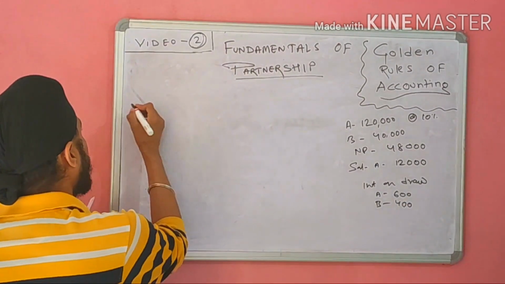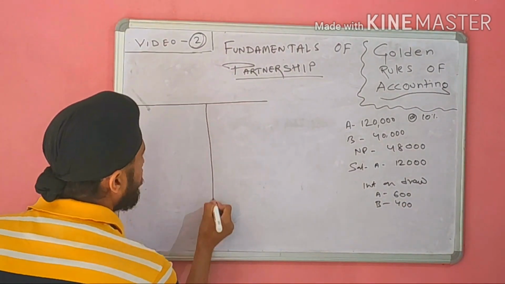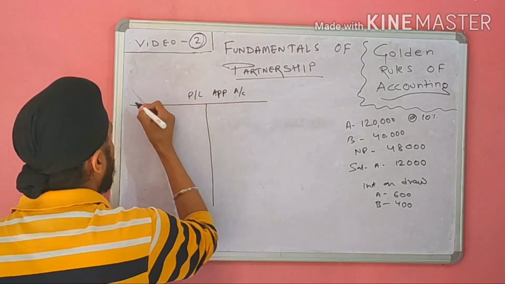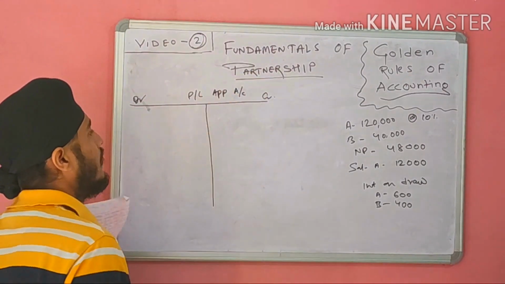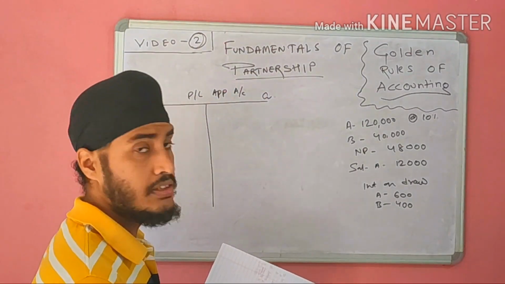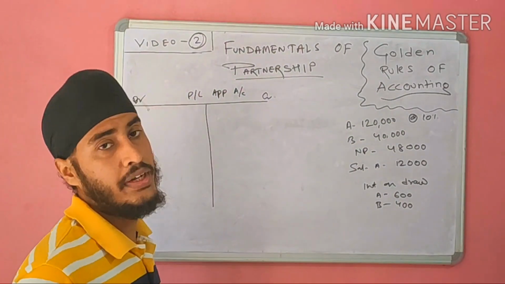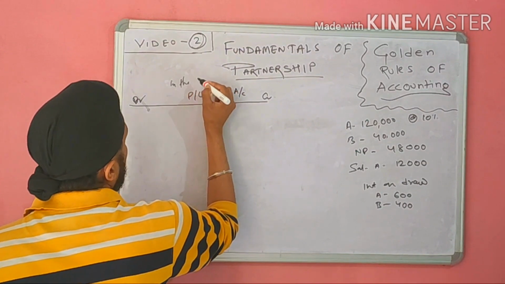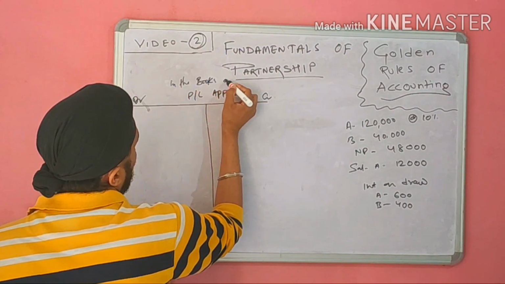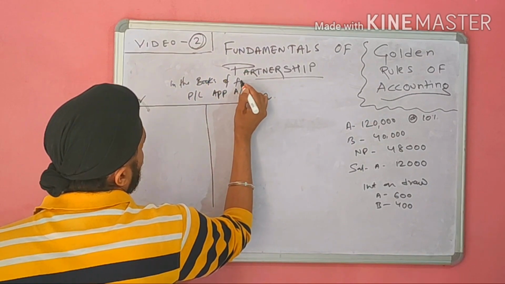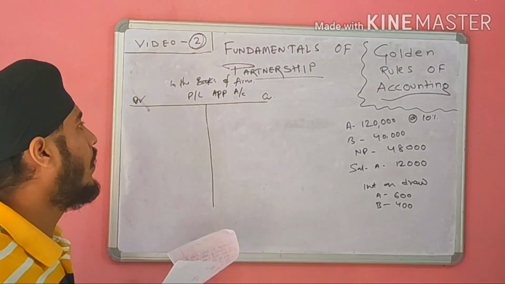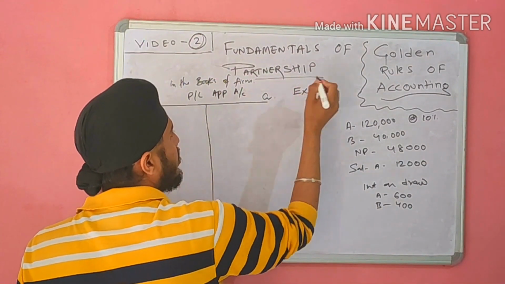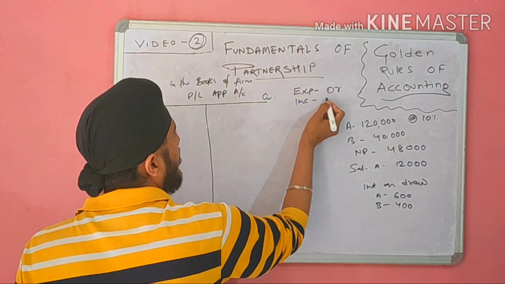So let's start. So what is the format of PL appropriation account? So PL appropriation account. This is debit. This is credit. Okay. Now, as we have discussed in the previous video, that it is a nominal account and it is maintained in the books of firm. So we write in the books of firm. So it is a nominal account. Since nominal account, expenses of the firm will be debit, incomes of the firm will be credit.